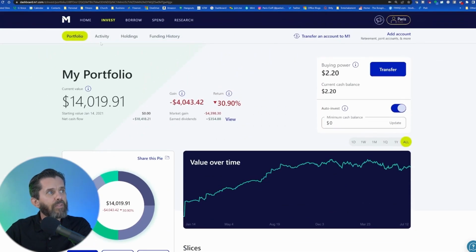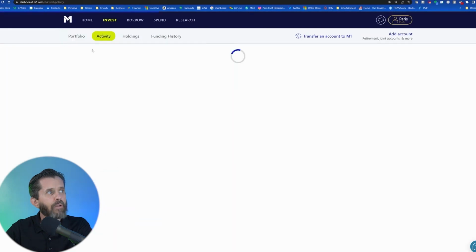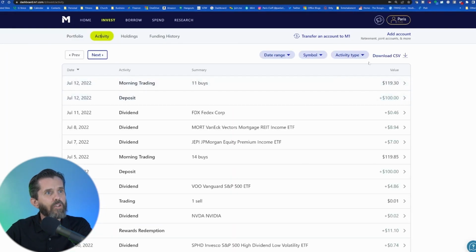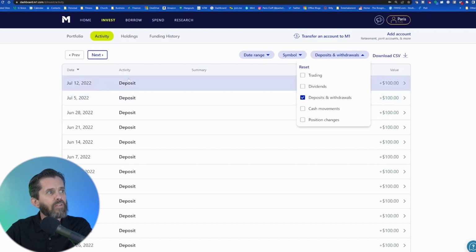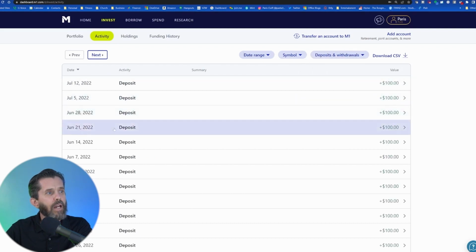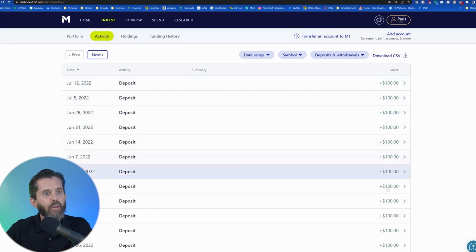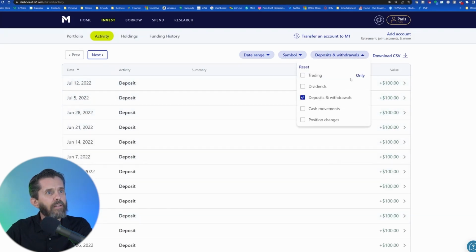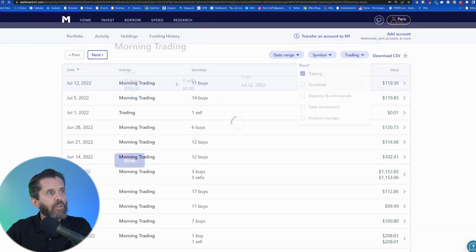So I personally have, let's click the activity tab here, because I personally have every Tuesday. Let me show you. So I'm going to do deposits and withdrawals only. So you can see every week, every Tuesday, I deposit $100 into my investment portfolio. And so this particular week, I had some trades, and let's take a look at those.